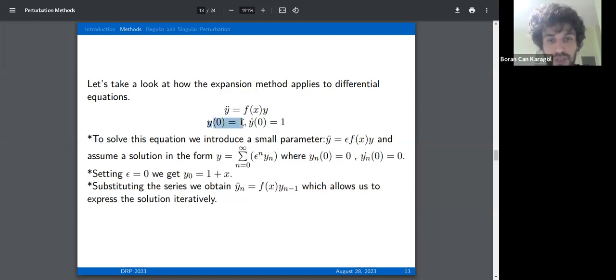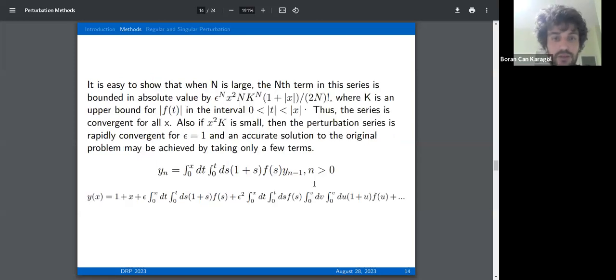Because of the initial conditions, y_n at 0 has to be equal to 0. It's the same thing with the derivative. Setting epsilon equals 0, we get y0, which is the starting point for the series. We get 1 plus x. And if we were to substitute this series into the equation, we would get this, which is an iterative relation. You can actually substitute that and take the derivative and find this out yourself. It's really simple. You just have to match the powers of epsilon, which allows us to express the solution iteratively.